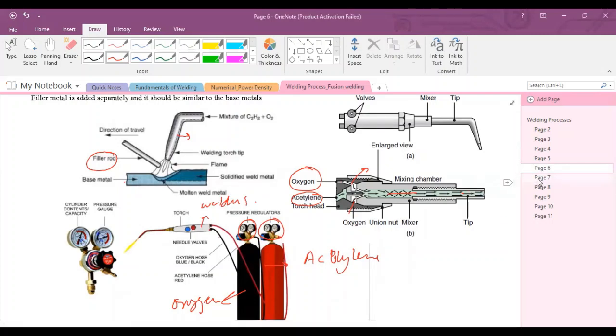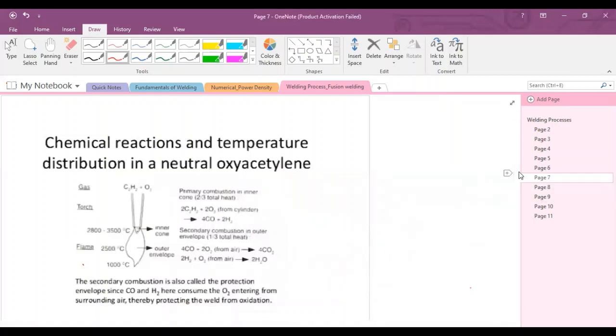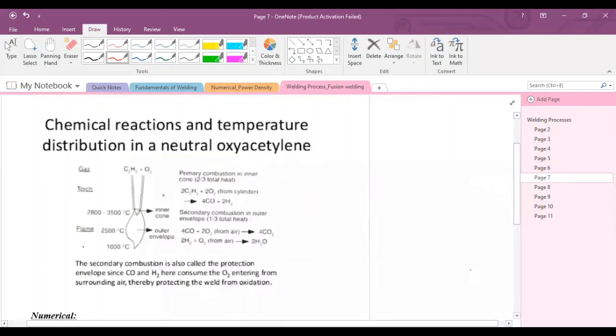explained before. On page 7, as you can see, there is a chemical reaction. A neutral flame will form during the combustion, and this neutral flame consists of two cones. The first is the inner cone, and the other is the outer envelope. It is also called the blue flame. The temperature of the blue flame is around 2500 degrees centigrade in the middle of the flame, and at the outer tip it is just around 1000 degrees centigrade. This flame is only used to preheat the base metal.